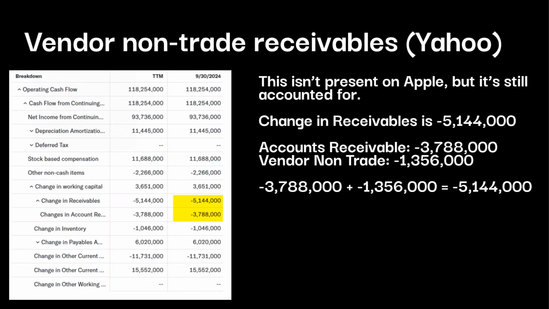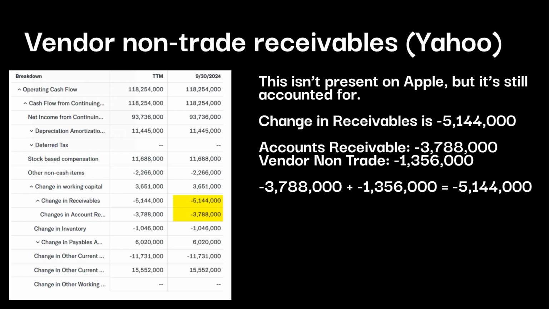1,356 on here. But what you'll notice on this side of things, right? Vendor non-trade receivables on Yahoo. This isn't present for Apple, but it's still accounted for, right? So you see change in receivables is negative 5,144. I'm going to ignore the last three zeros just based off of the Apple statement, right?